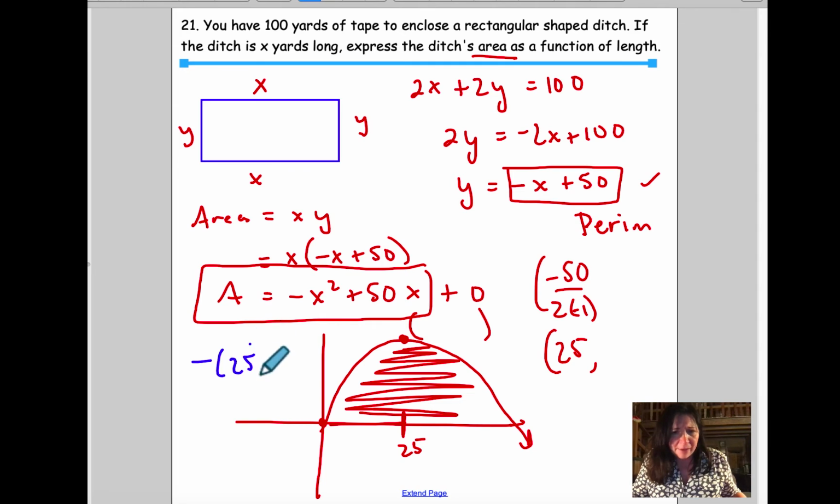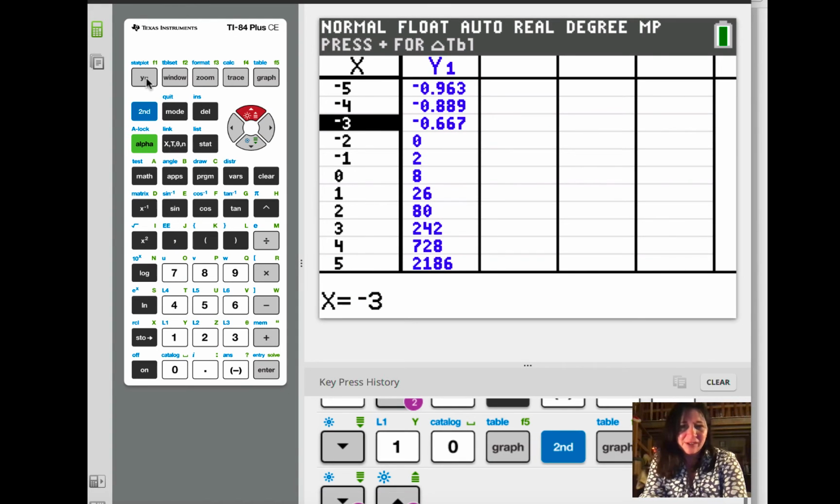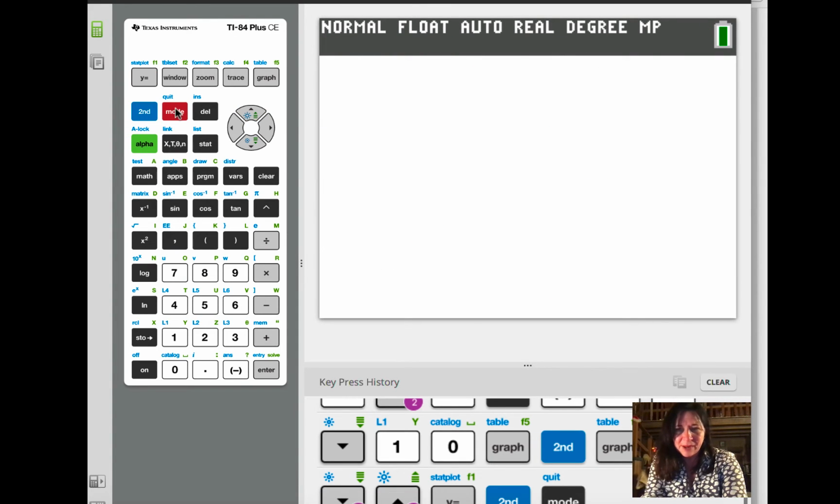Negative 25 squared plus 50 times 25. Okay, so that's what? 625 times, hold on. I can't see anything. Okay. I have a solution. Okay, so 25 times 25. So let's go out of here. Oh, quit. Let me get out of there.